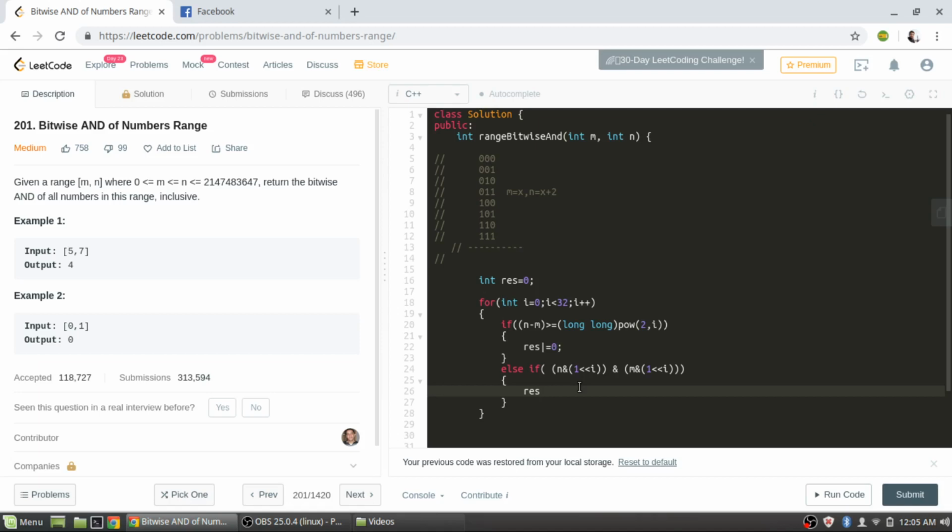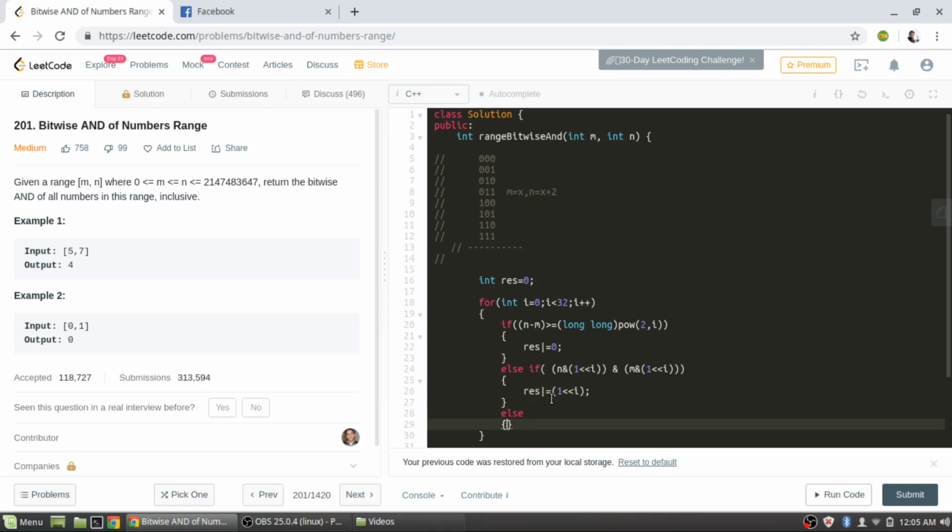So how are we going to update that? What I'll do is I'll just OR result with 1 left shifted by i bits. So this will place the ith bit of result as 1.